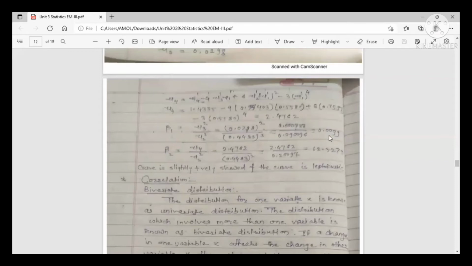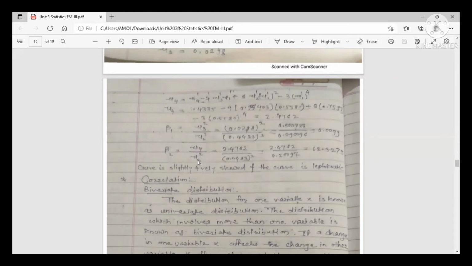This value is very small. It is near to 0. So the curve is slightly positively skewed, or is near to the general shape, normal shape. That curve shows symmetry, but slight positive skewness is there because its value is 0.0099.